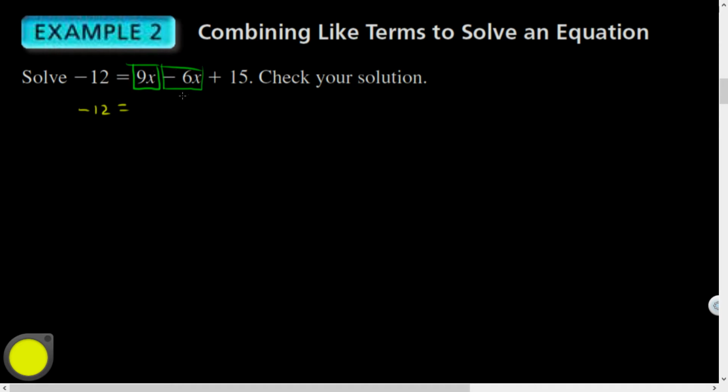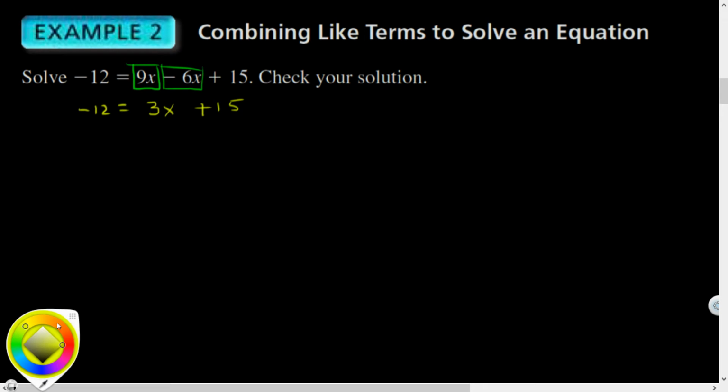But let's see, 9x minus 6x is how many x's? 9 minus 6 is 3. It's 3 x's plus 15. Question, are these like terms? No, because this is x's and this is not x's. That's apples and oranges, friends. We can't combine those. So now that I've got this, I've simplified everything.